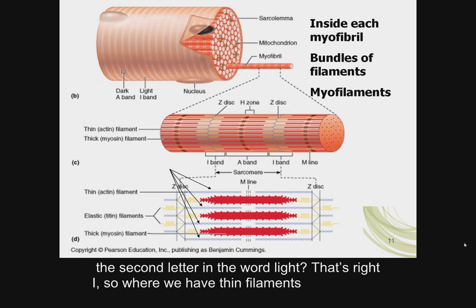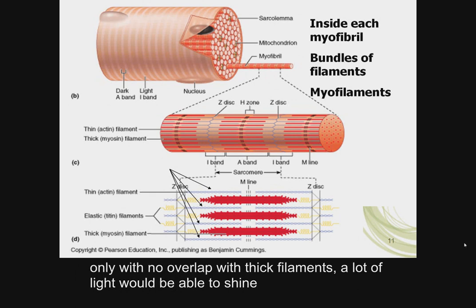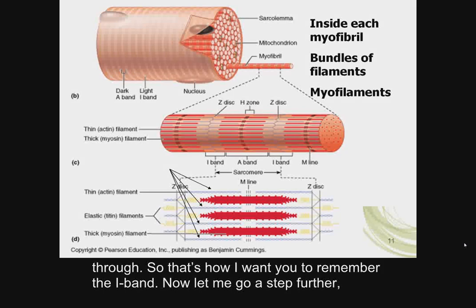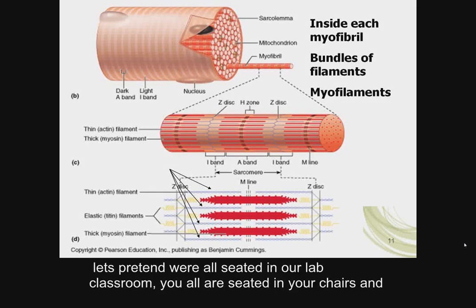What is the second letter in the word light? That's right, I. So where we have thin filaments only, with no overlap with thick filaments, a lot of light would be able to shine through. So that's how I want you to remember the I band.